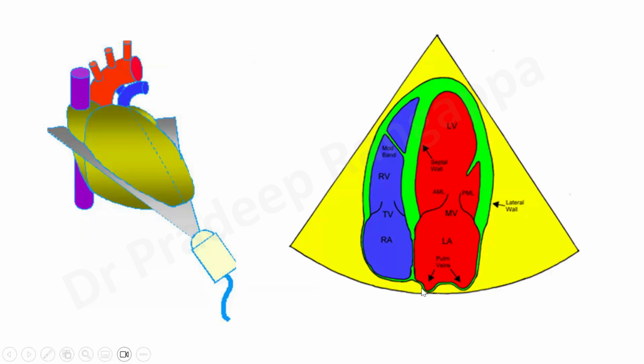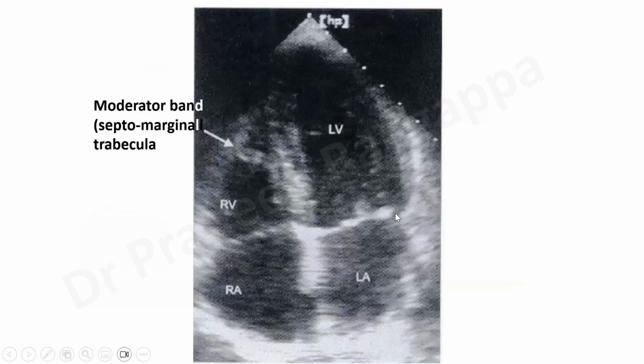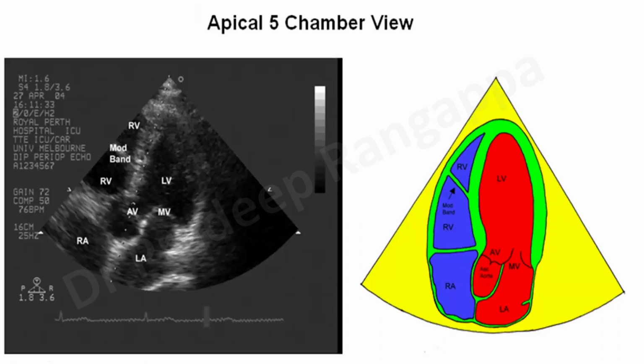So the heart with LA here and LV here and RA and RV. And you would see an opaque structure here on the RV, which is called the moderator band or septomarginal trabecula. So this is a band which extends from the papillary muscles into the septum, which is called moderator band. So in the apical four-chamber view, you don't see the aortic valve.